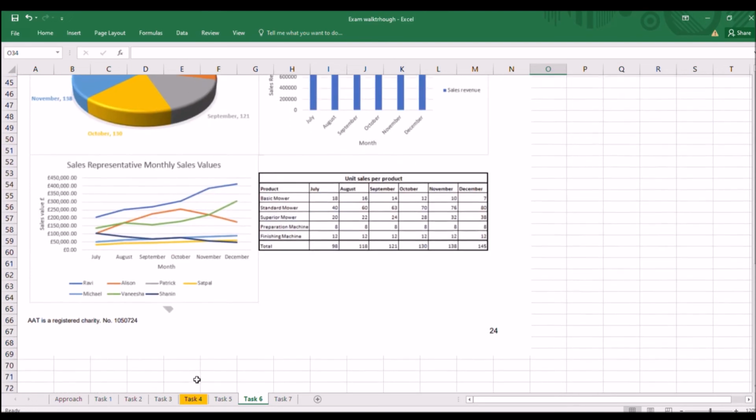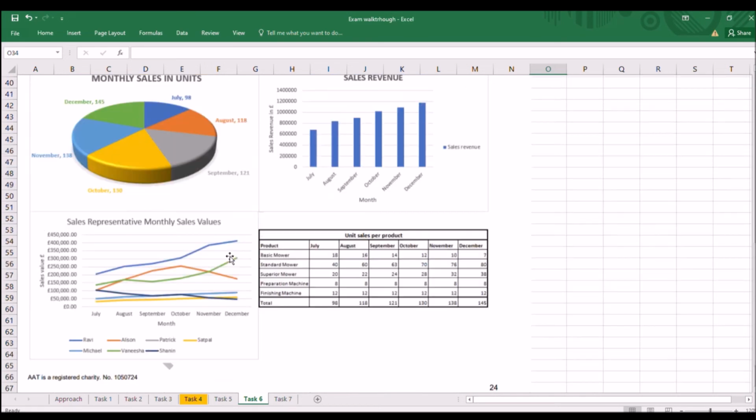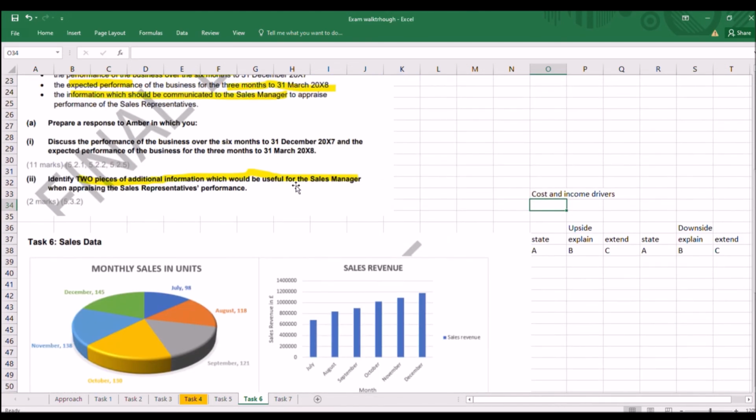Okay, and Patrick is doing nothing. Patrick's not even hit the charts. Is it because he's only just started? Right. That's the performance there. Performance of the 3 months going forward. So let's extrapolate it going forward.